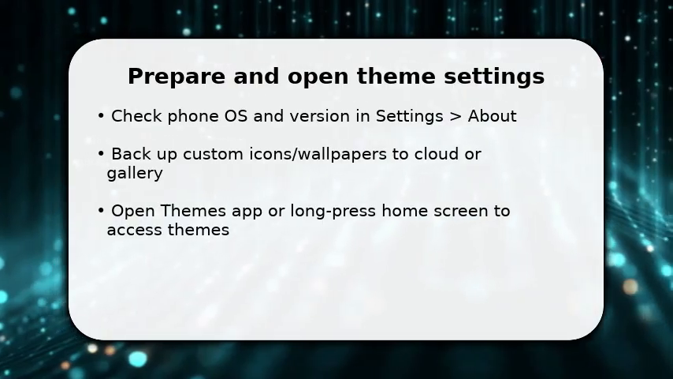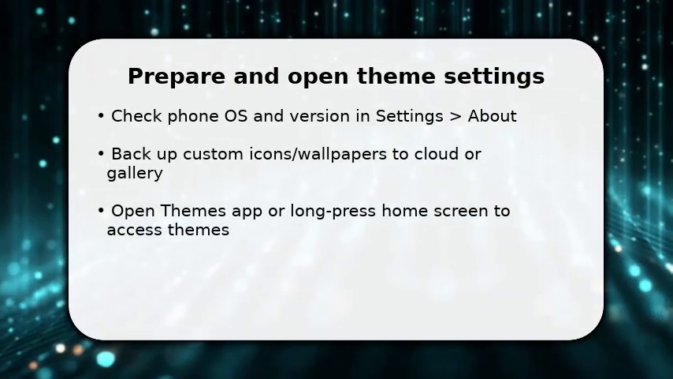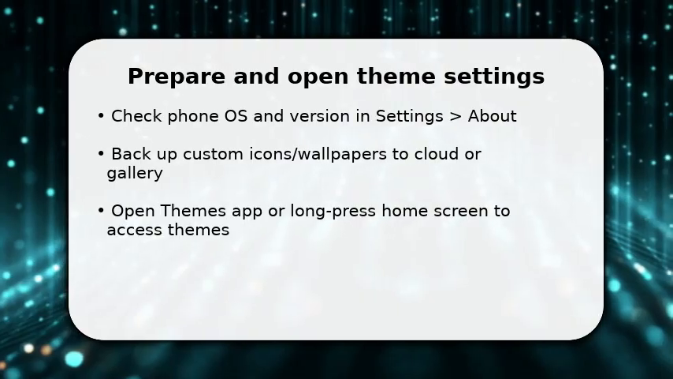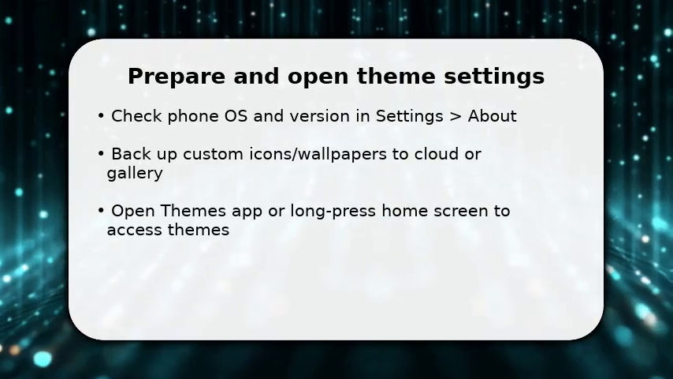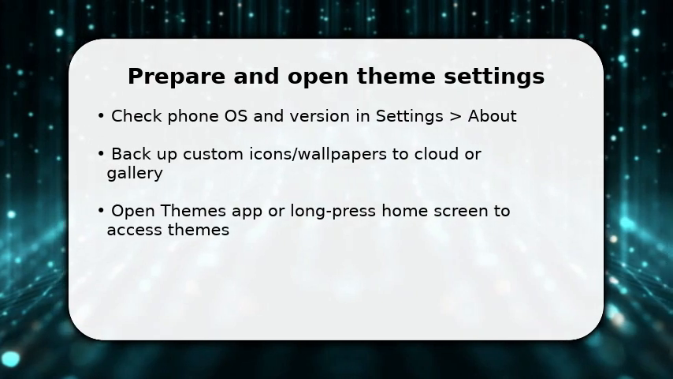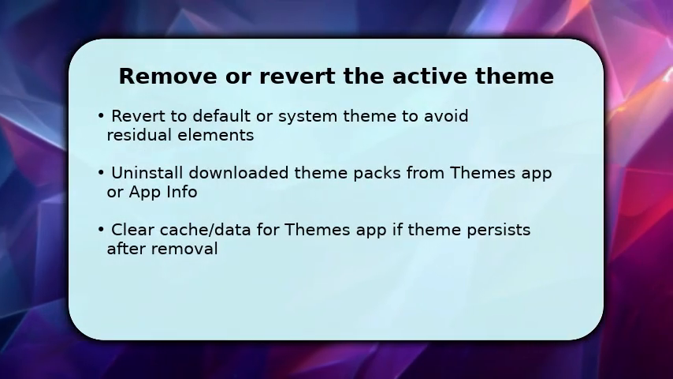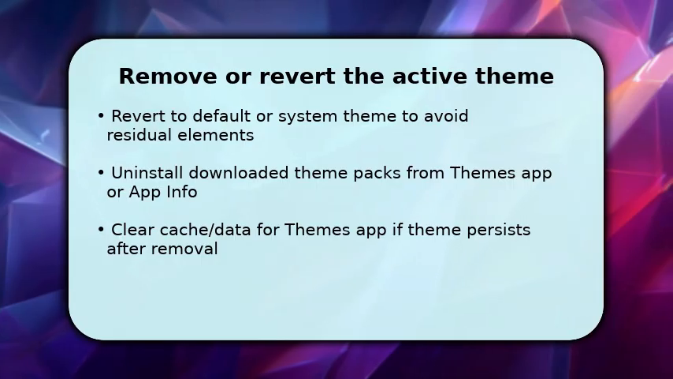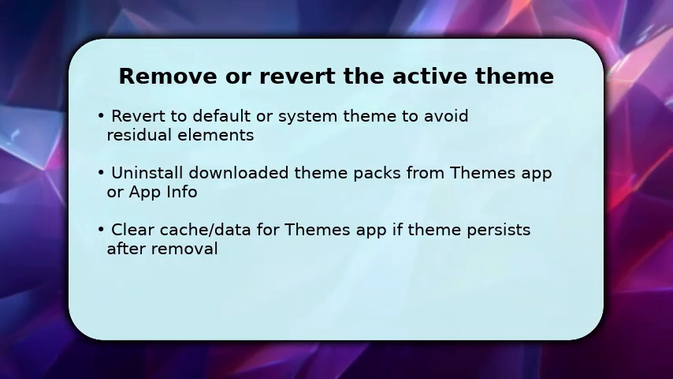If you see a toggle or apply button, avoid tapping it now. Instead, locate the uninstall or remove options tied to downloads or the active theme. You should now revert the phone to the default or system theme. Doing so removes icons and layout changes immediately.